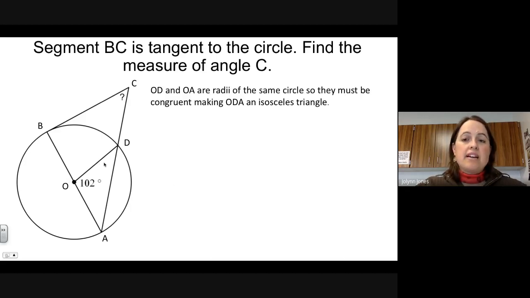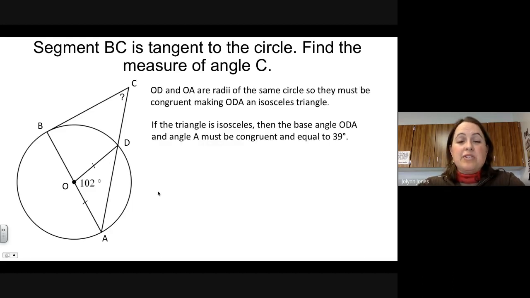Now those are both radii of the same circle, so that's going to make this ODA triangle isosceles. Okay, so we have those 2 pieces congruent. Now we know about isosceles triangles that if the sides are congruent, then the angles opposite those, or the base angles, are also going to be congruent. So these 2 are going to be congruent, and all the angles have to add up to 180 degrees. So if I subtract the 102 from 180, I can split the remaining degrees between those 2 angles. So each of those angles inside that triangle has to be 39 degrees.